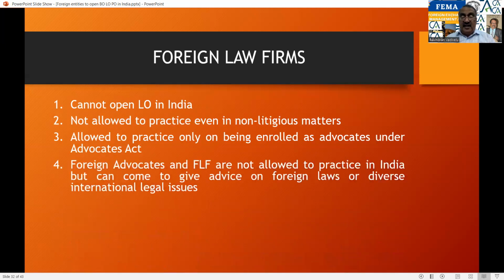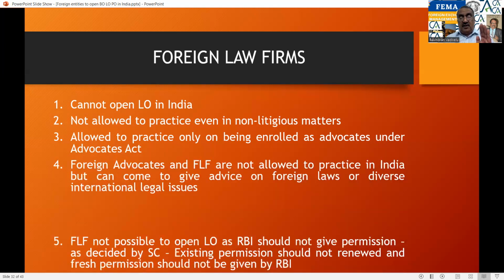Foreign advocates and foreign law firms are not allowed to practice in India, but they can come here on a fly-in basis and give advice about foreign laws and international legal laws, and then leave. But they are not allowed to practice in India because they are allowed only to do consultancy work.